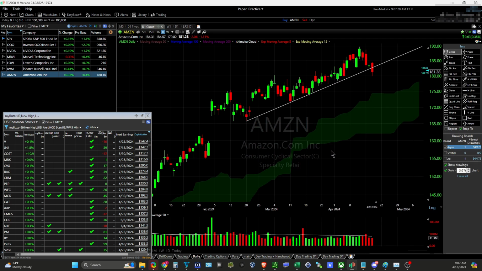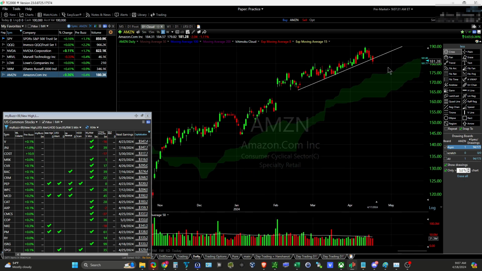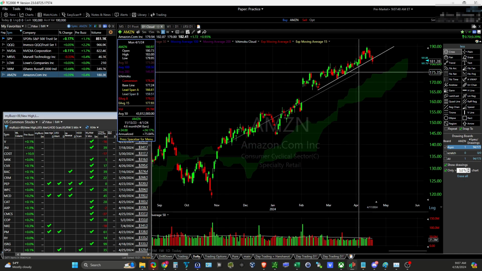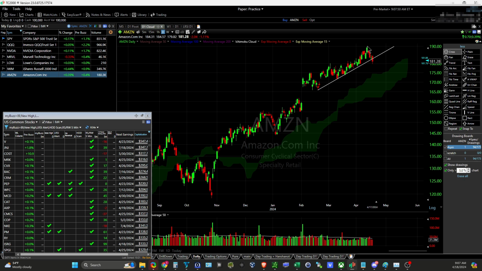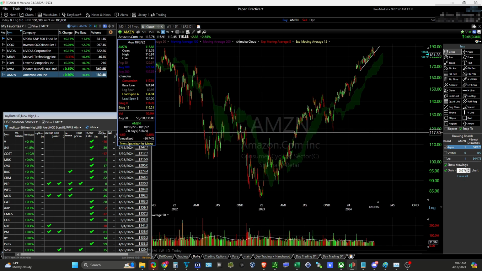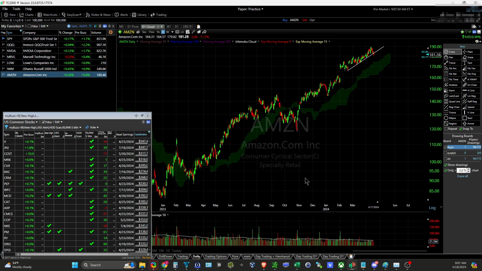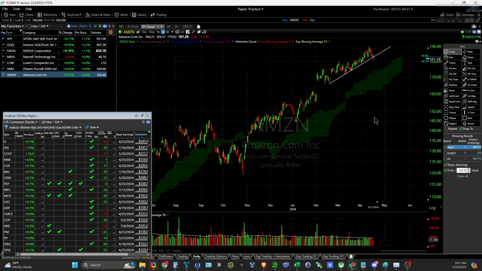The second indicator on TC2000 I like to use is the cloud. The cloud is similar to pivot points in that it is a combination of possible support and resistance levels. Typically, the way the cloud works is if you're above the cloud, it's considered to be bullish, and if you're below the cloud, it's considered to be bearish.